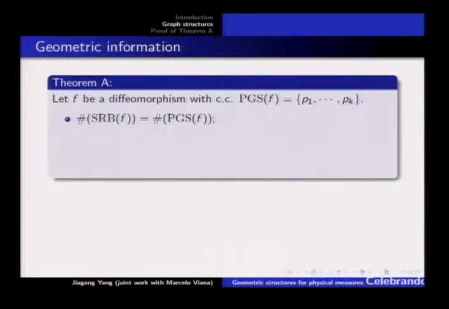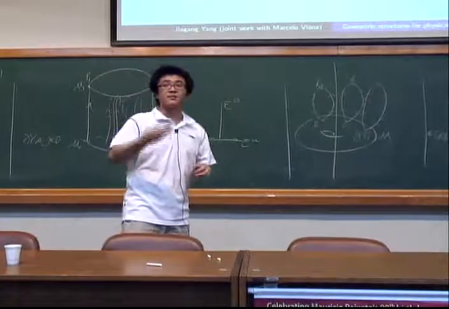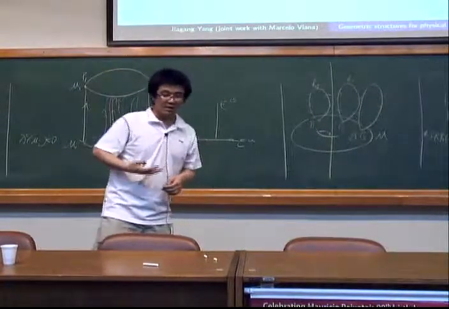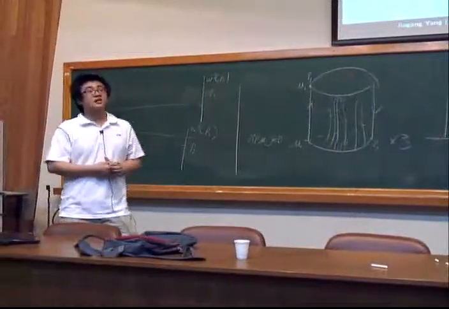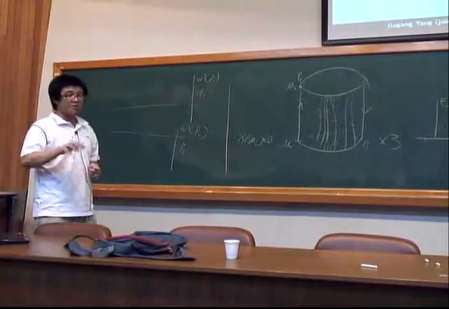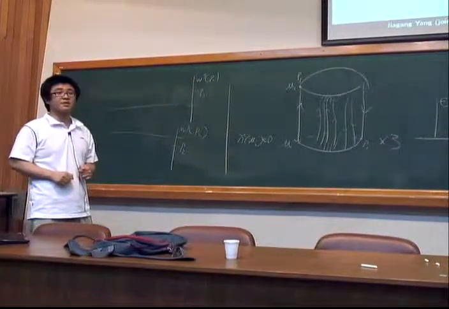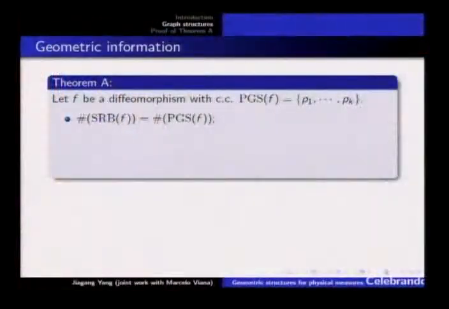Now let me show the relation between graph structures and physical measures. First, the number of physical measures: suppose F has contracted center, as Marcelo proved, it does have a graph structure. Then the number of physical measures equals the number of elements in the perfect graph structure. And remember, the perfect graph structure is topological information. It has no relation with physical measures.